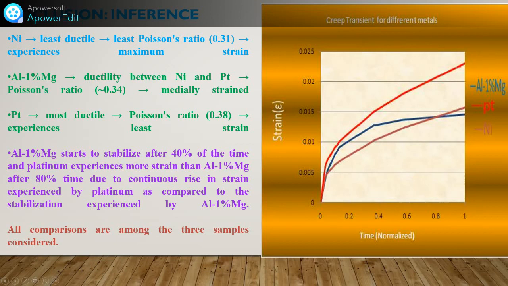Hence the final inference is that aluminum with 1% magnesium starts to stabilize after 40% of the time, and platinum experiences more strain than the alloy of aluminum with 1% magnesium after 80% of the time, due to the continuous rise in strain experienced by platinum as compared to the stabilization experienced by aluminum with 1% magnesium. All comparisons are among the 3 samples considered.